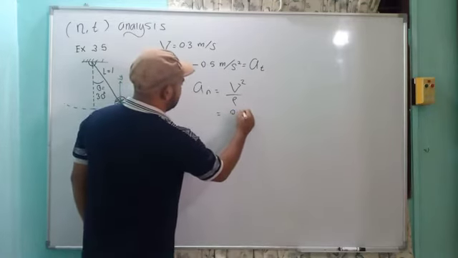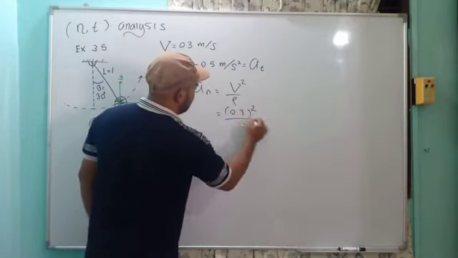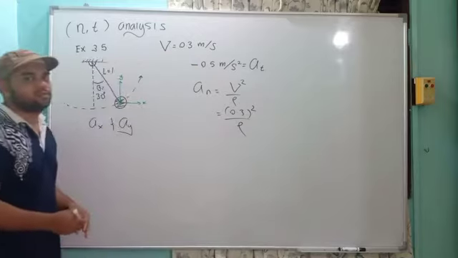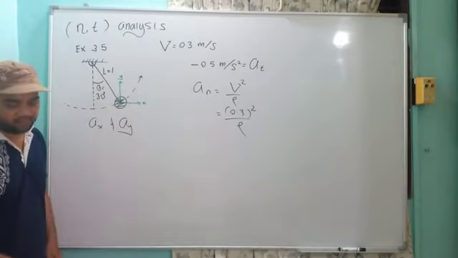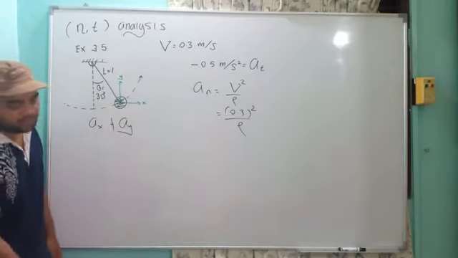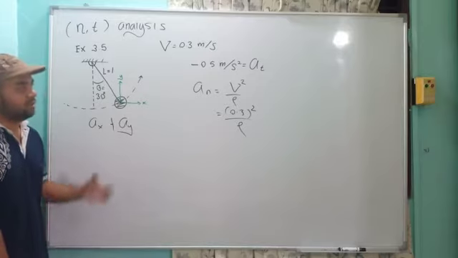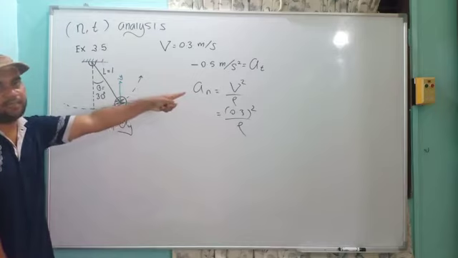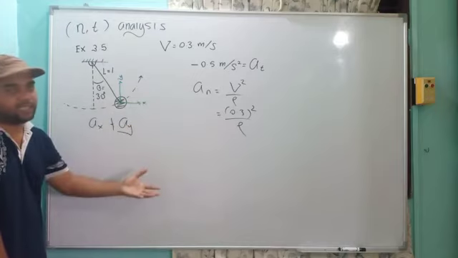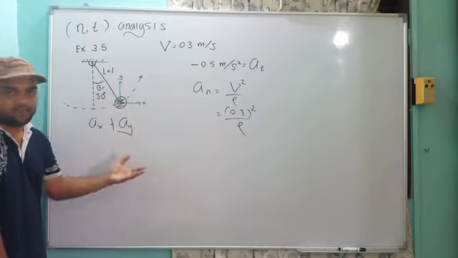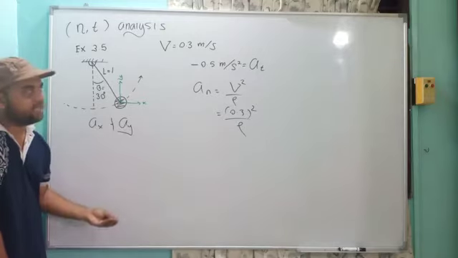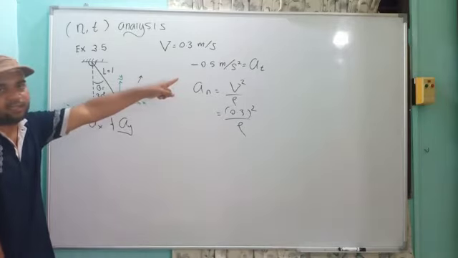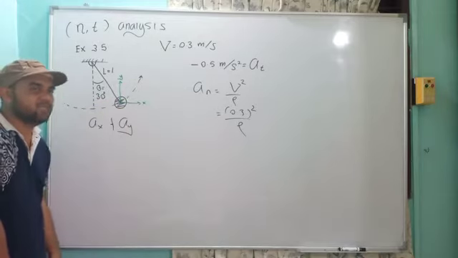So 0.3 squared divided by rho. So what is the value of rho in this case? Before we answer that, we have the value, but what is the direction? Because A normal and A tangent are vector units, they must have direction. Now I'm putting only the magnitude, but not the direction. So you have to know the direction.